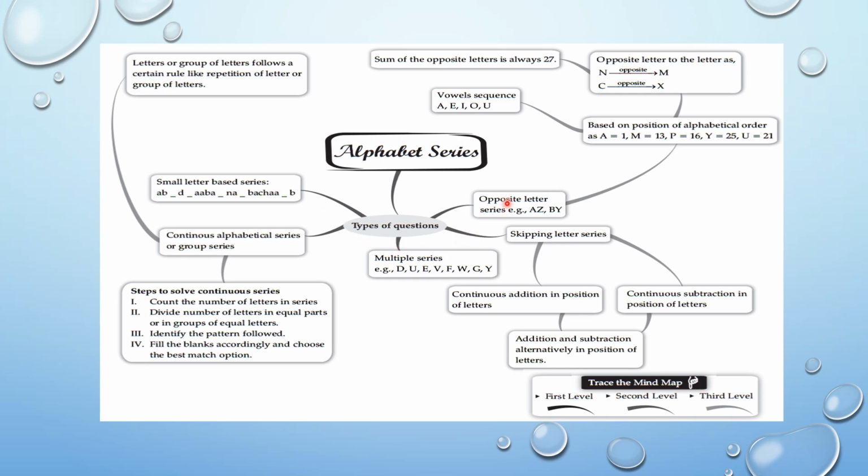Types of question. Opposite letter series, example AZBY. Skipping letter series, multiple series, example DUEVFWGY. Continuous alphabetical series or group series. Steps to solve continuous series: count the number of letters in the series, divide the number of letters into equal parts or groups of equal letters, identify the pattern followed, fill in the blanks accordingly and choose the best match option.